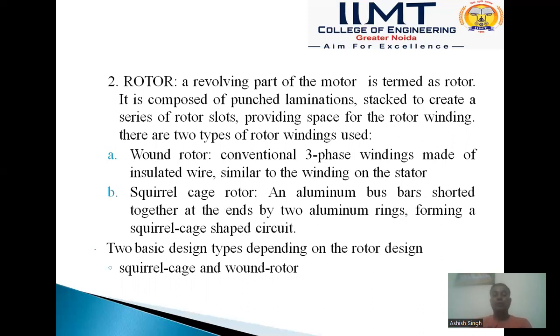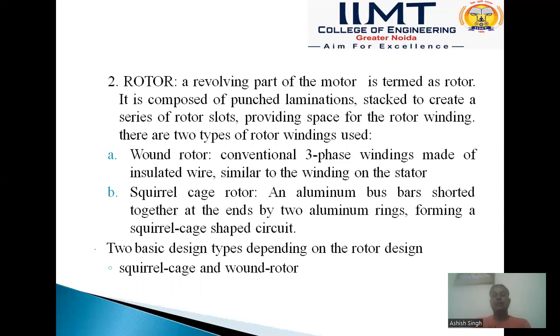The first one is the wound rotor. It is a conventional three-phase winding made up of insulated wire, similar to the winding of the stator. But as we know, in a stator we may connect the three-phase winding in either star connection or delta connection, whereas in the wound rotor case we connect the three-phase rotor winding in only star connection.